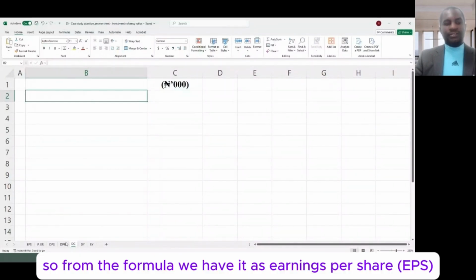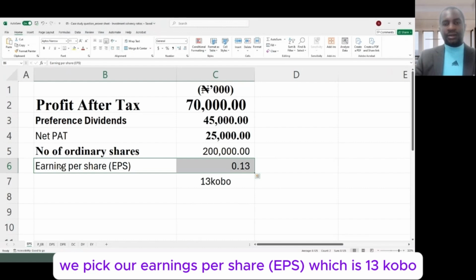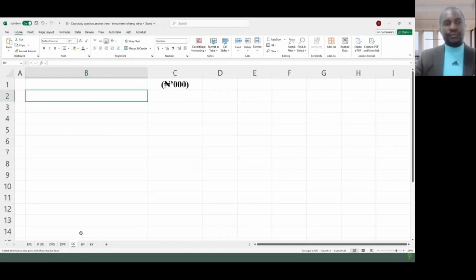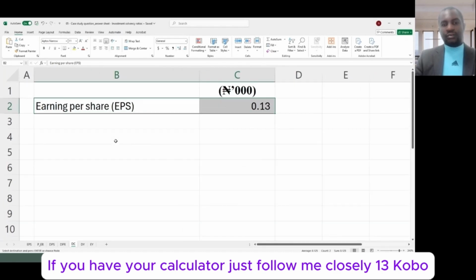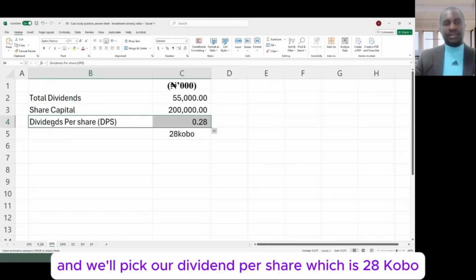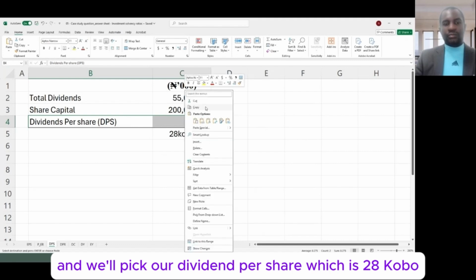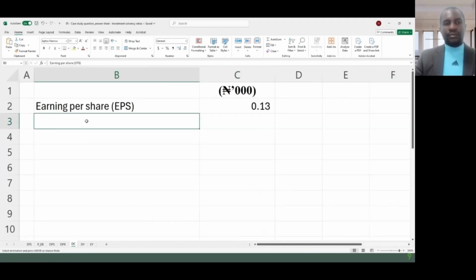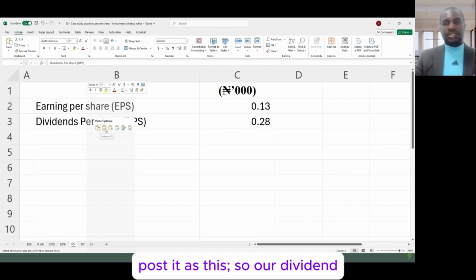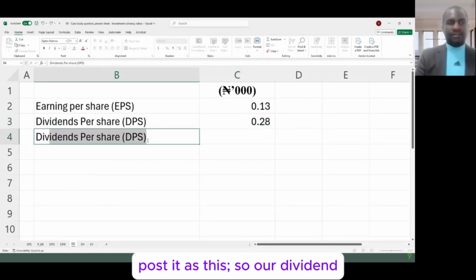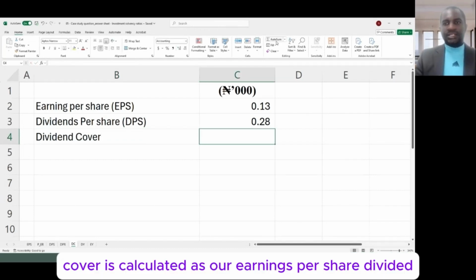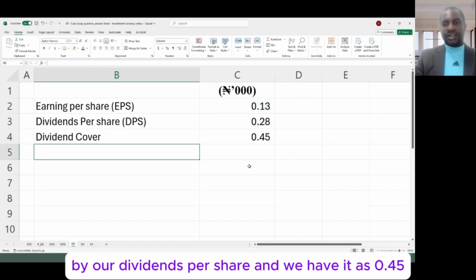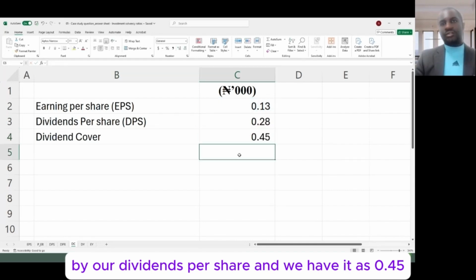From the formula, we pick our earnings per share, which is 13 kobo. Just follow me closely on the calculator: 13 kobo. And we pick our dividends per share, which is 28 kobo. So our dividend cover is calculated as our earnings per share divided by our dividends per share, and we have it as 0.45.